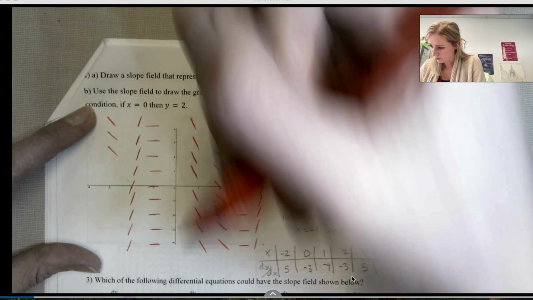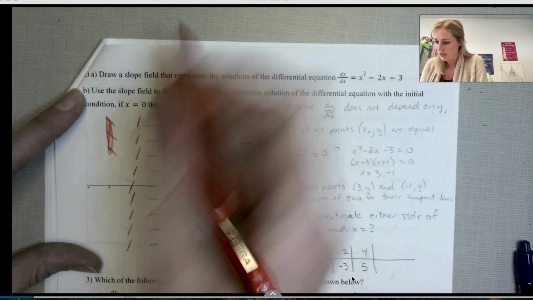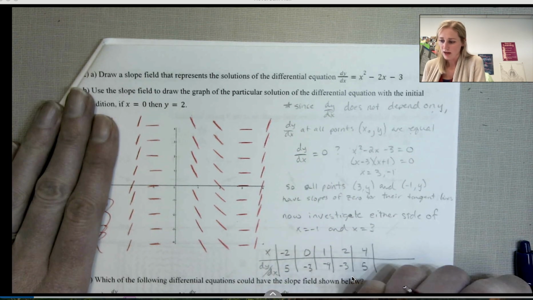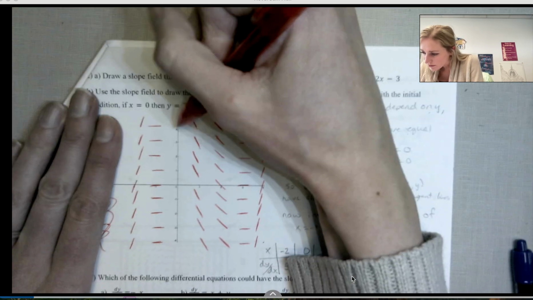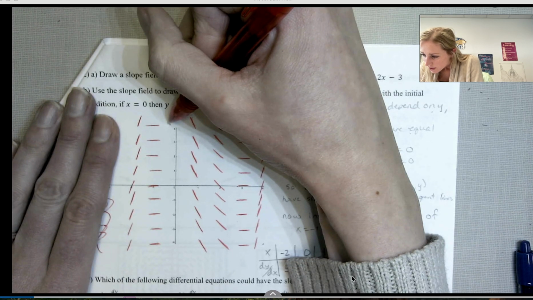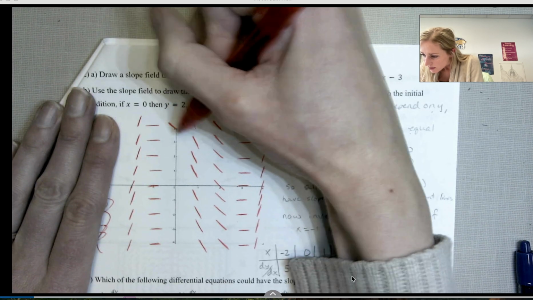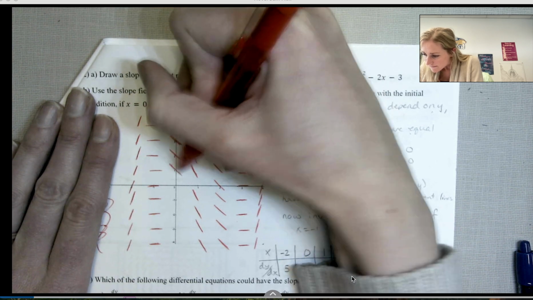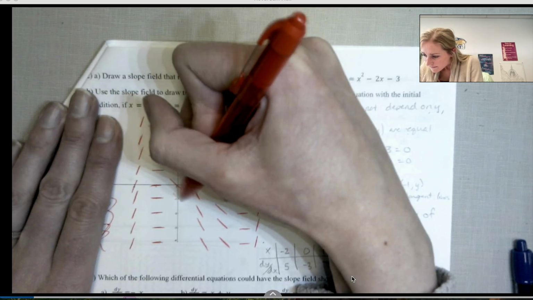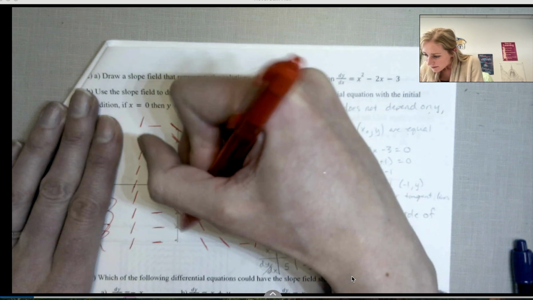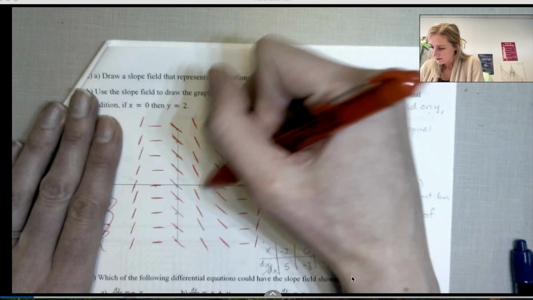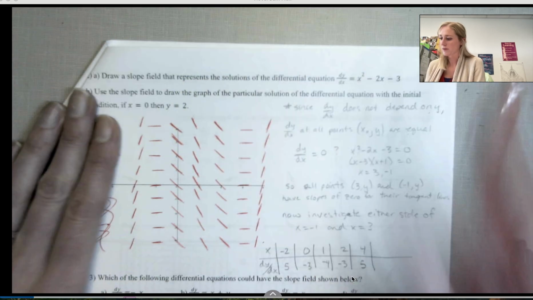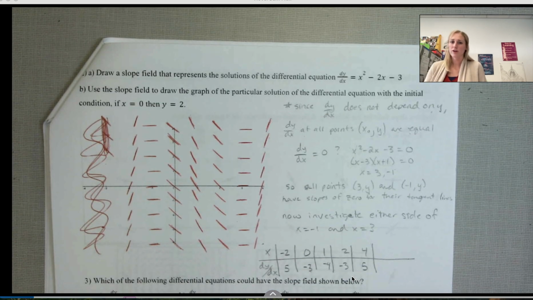Oh, sorry, I'm at the wrong place. These ones are not over here. I didn't mark any points over here, so we can just ignore this step, okay? This is supposed to be at 0, is -3. Sorry, I missed my 0 right there. Okay, so now there's my slope field.